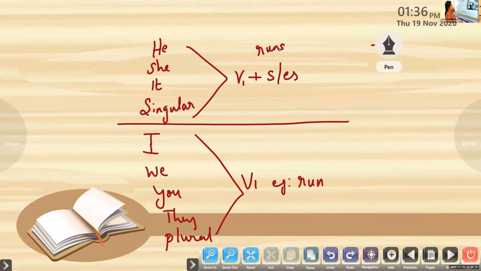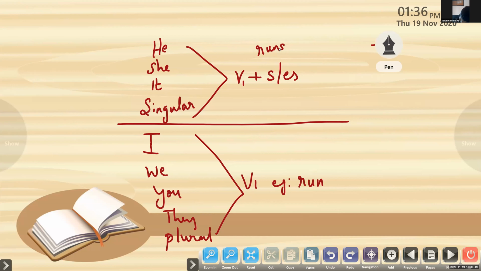Look at this. He runs daily. She runs daily. It runs. It can be a cat or something. Then a singular noun, for example, Daksh. Daksh runs 1 kilometer every day. It's his habitual action. You got the difference. So if it is a singular subject or pronoun, you have to add S or ES with the first form of the verb. Is it clear?